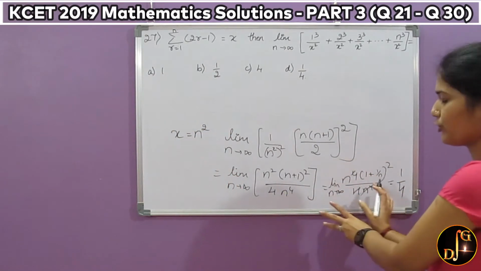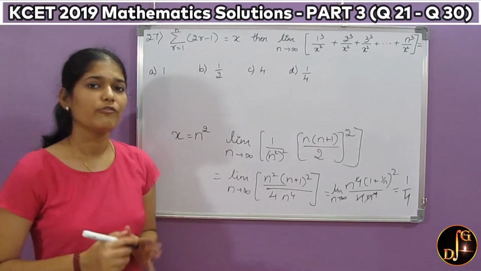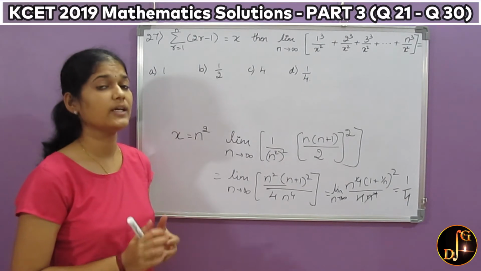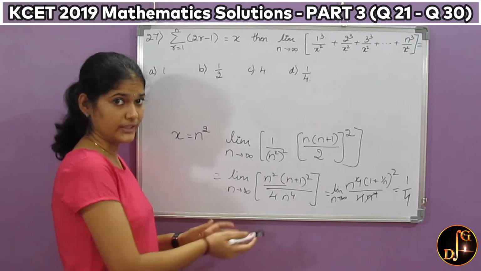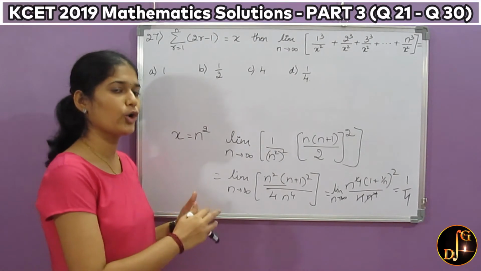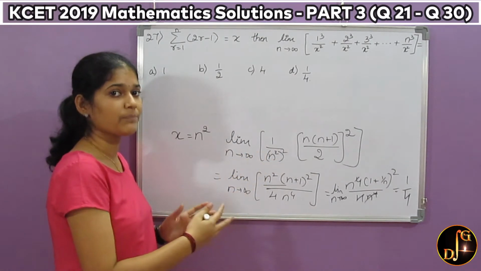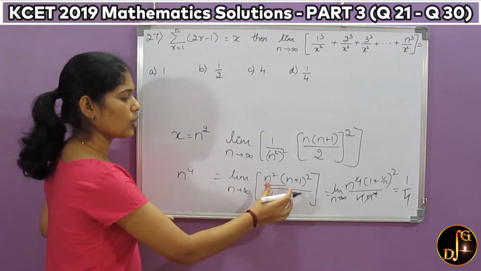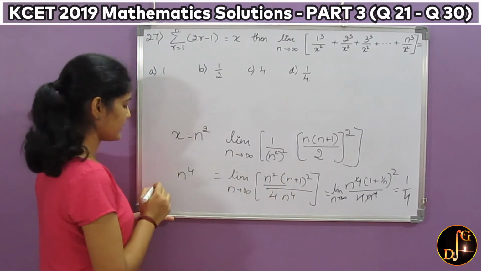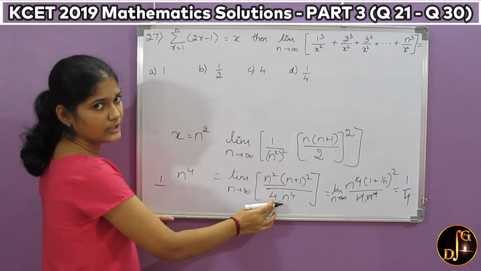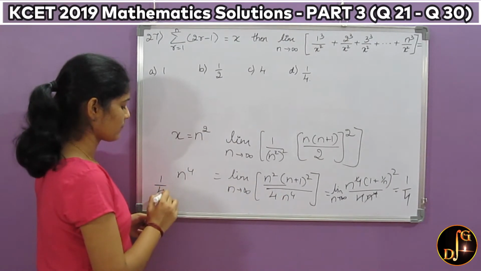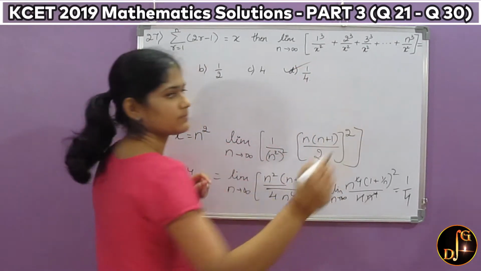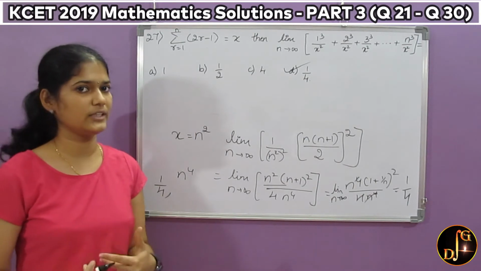Instead of doing this, I will give you a simple method. When you have such problems in which the orders of numerator and denominator are equal, and also when you have limit n tends to infinity, then the answer is simply the ratio of the coefficients of the highest power. That means the coefficient of n power 4 here. Here the coefficient of n power 4 in the numerator is 1, right? And the coefficient of n power 4 in the denominator is 4. So simply the answer is 1 by 4. So the correct answer is option D. Right? Now let's move on to the next problem.